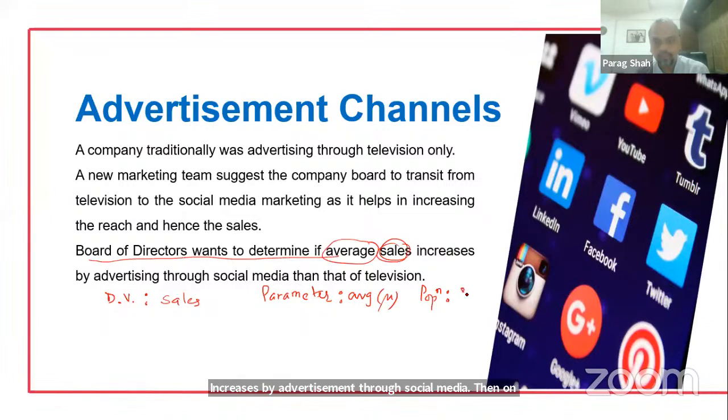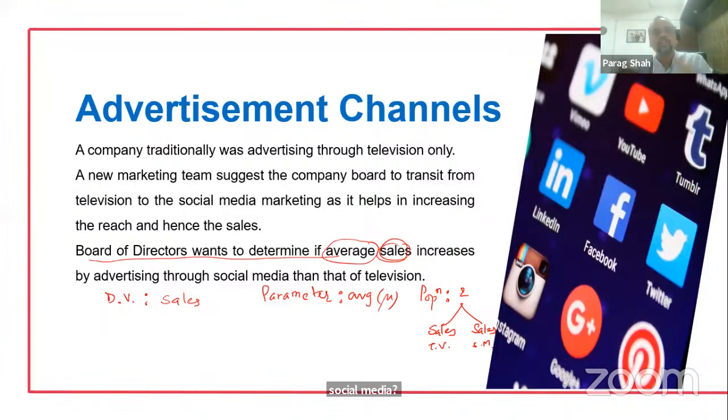So there are two populations. One, sales through TV, and sales through social media. There are two populations, right? What is the question asked? Is the average sales increased by advertisement through social media? So your answer could be yes, it has increased, or it has not increased. Suppose we start that it has increased. What has increased? Sales, average sales.